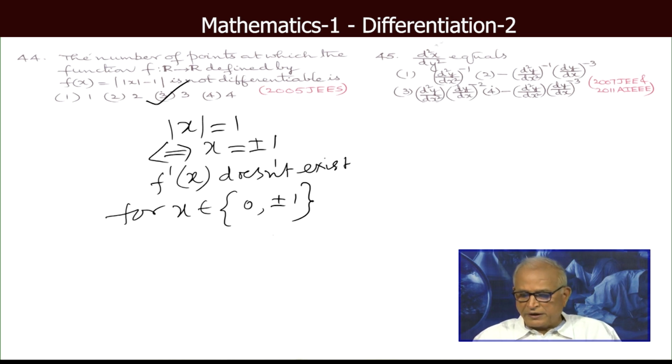d2x/dy2 equals, ఇది JEE paper of 2007 a 3 marks question and 2011 AIEEE 4 marks question. AIEEE పేపర్లో 4 మార్కులు దీనికి ఇచ్చారు, జేఈలో 3 మార్కులు ఇచ్చారు. చాలామంది ఏమనుకుంటారంటే dx/dy అంటే 1/(dy/dx) కాబట్టి d2x/dy2 కూడా 1/(d2y/dx2) అనుకుంటారు. తప్పది, కరెక్ట్ కాదు అది. అందుకే ఫస్ట్ ఆప్షన్ అలా ఇచ్చారు మీకు, దాని రెసిప్రోకల్ కింద. అది కరెక్ట్ కాదు.